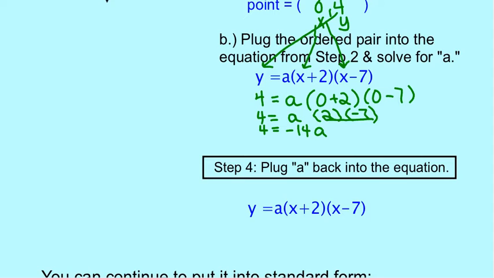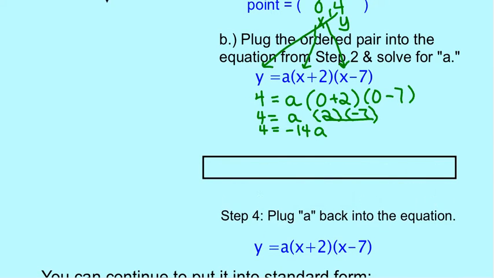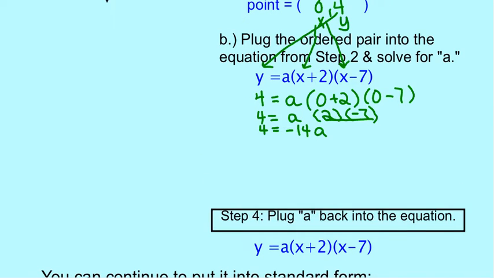All right, I'm going to push these down a little bit. I didn't leave myself enough room here. Now we're going to divide both sides by -14. So 4 over -14 equals a. And then we reduce this down to its lowest terms. So we're going to divide both the numerator and denominator by 2. So we get -2/7. So that is our a value. We did say earlier in our problem that we wanted our a value to be negative.